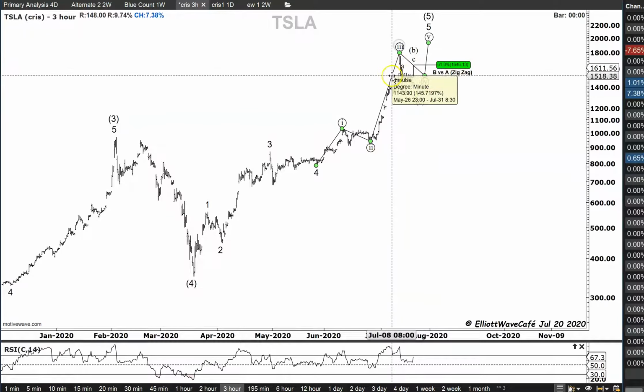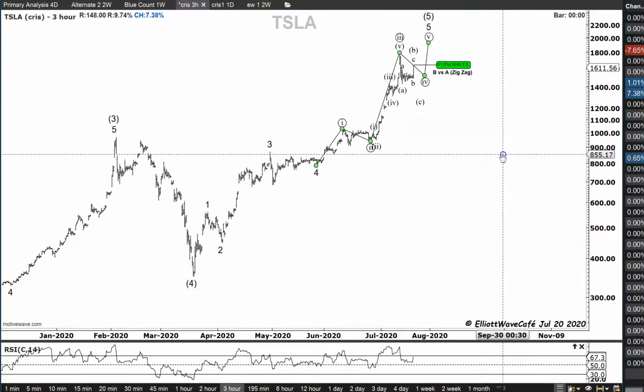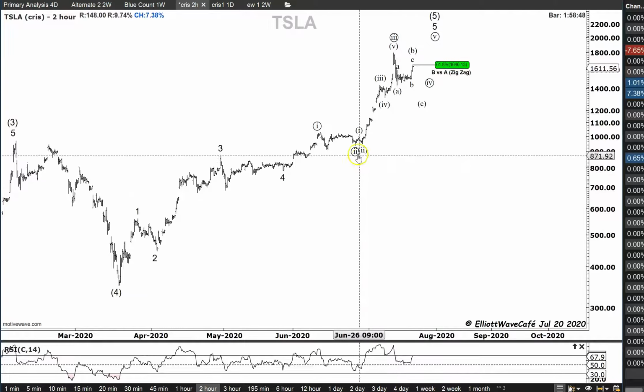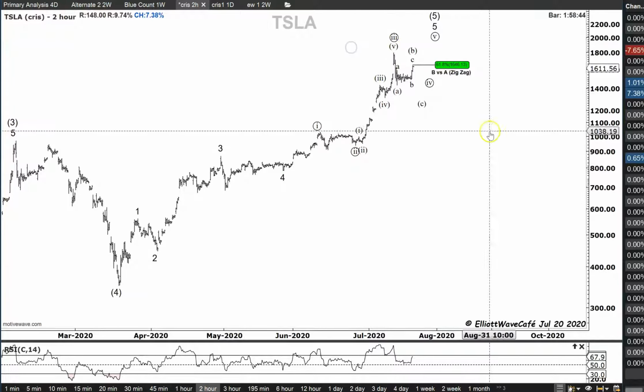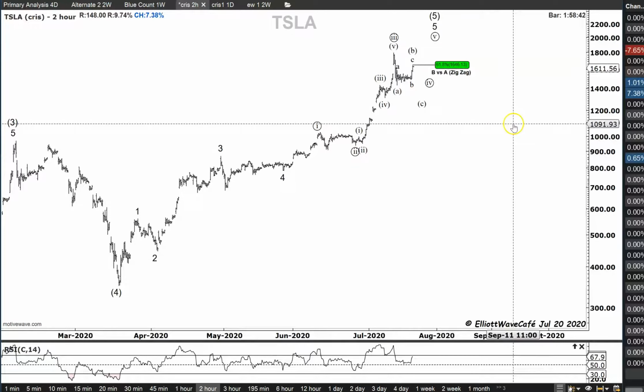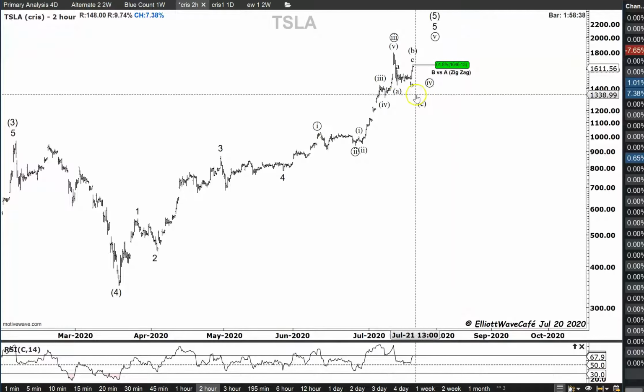So this is a third wave advance. Let's decompose that as well. So we're going to decompose it as an impulse. And if I go to a 2-hour, we'll see just a little bit better. So you have a 1, 2, 3, 4, and 5. So that's our third.